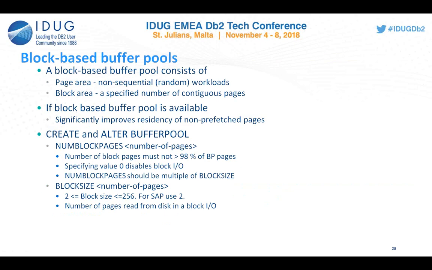So with the idea of a block-based buffer, this is basically saying, let me take part of my buffer pool and make it for sequential IO, and here are the specifications for doing that. For some reason of misunderstanding, somebody said don't make your block-based buffer pool any larger than 98% of the buffer pool pages, as written in the IBM manual. The reality is I want my block-based area to be normally between 1 and 3% of the size of my overall buffer pool. I set a block size, and this equals my extent size.